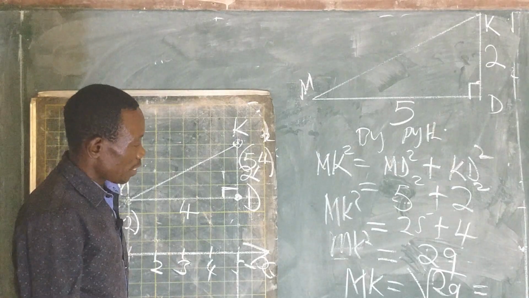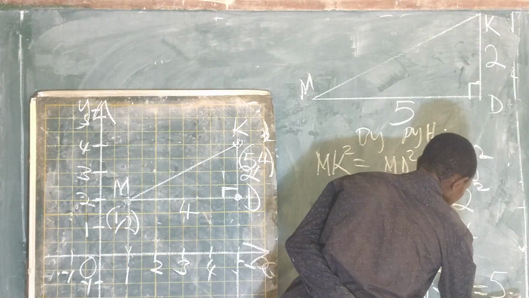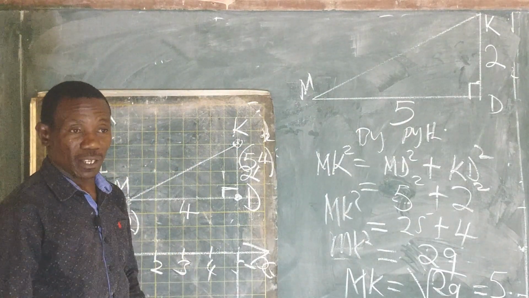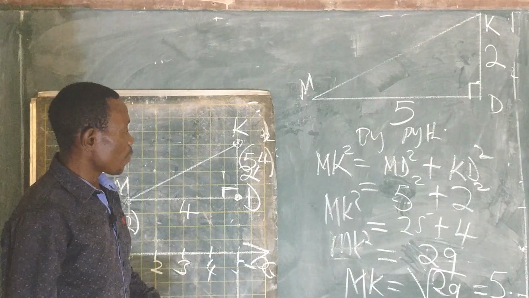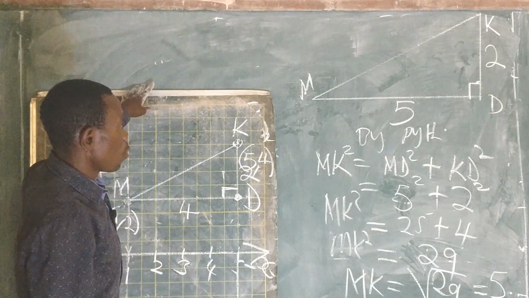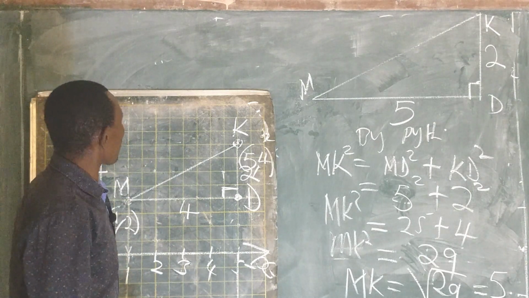The answer you can get from there, you'll find it is 5 point something, and that should be in units. So this is one way you can come up with the distance between 2 points, by Pythagoras.